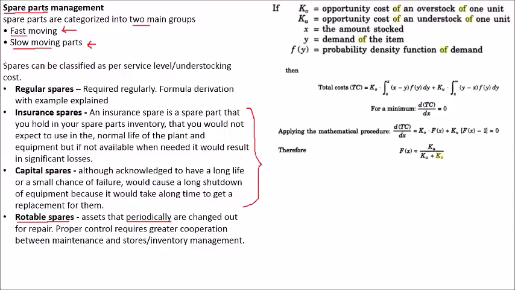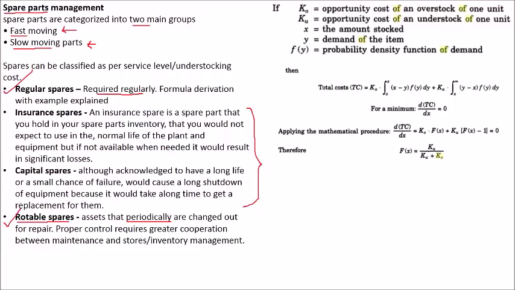So what is regular spares? Regular spares is required regularly, so the stock of which should be kept regularly. It's almost similar to rotable spares, but for rotable spares you have a periodic time during which you need to replace. Regular spares will be used regularly, but it does not have a periodic interval. So that is the difference between regular spares and rotable spares.